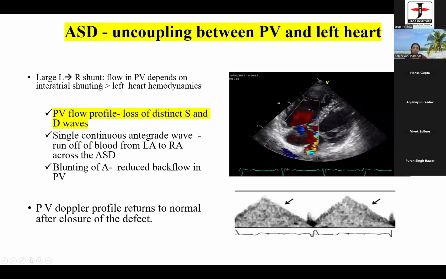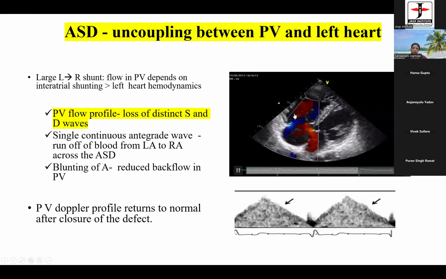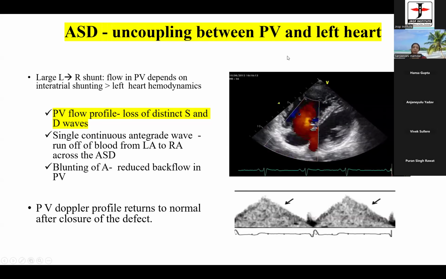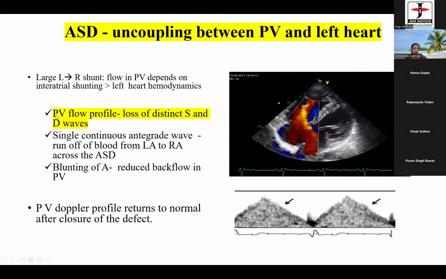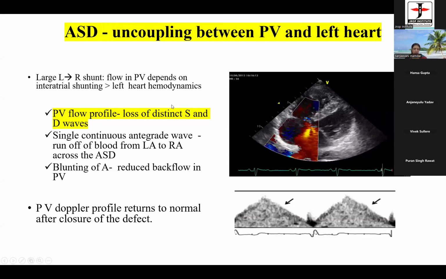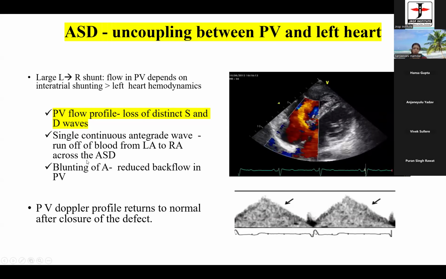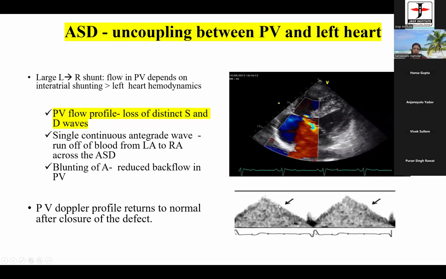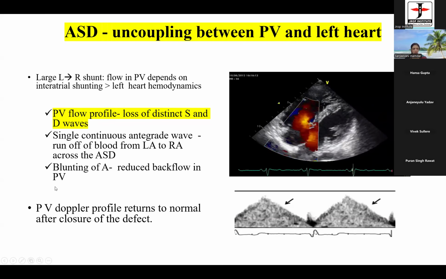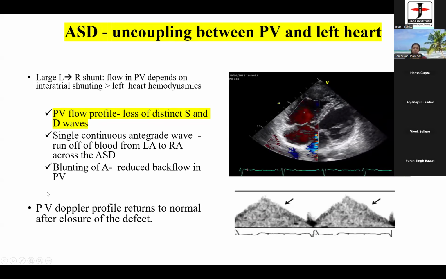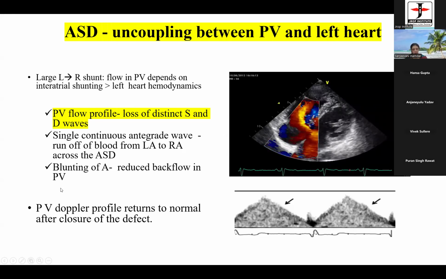Okay, to wind it up. So this is congenital heart disease, where in ASD there is uncoupling between the pulmonary vein and the left heart. So there is this less distinct ascending wave, because the pulmonary veins are not at all facing the LV. Now it is facing the shunt and RA. So S and D are combined, and there is blunting of the A wave due to reduced backflow. But fortunately, after operation, these become normal.